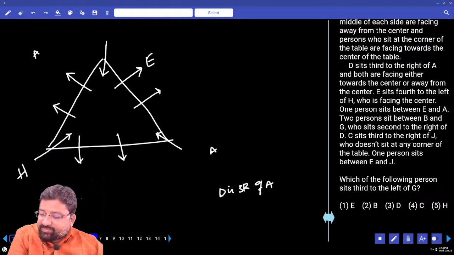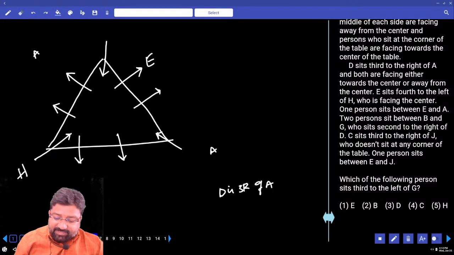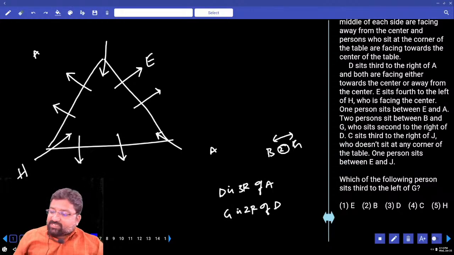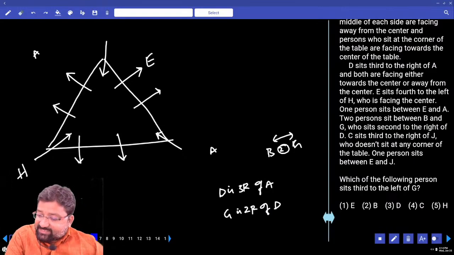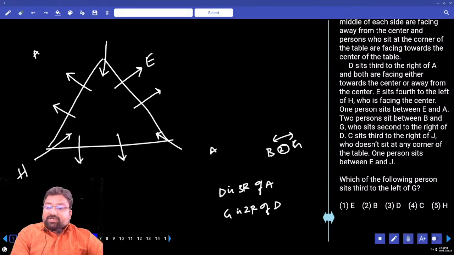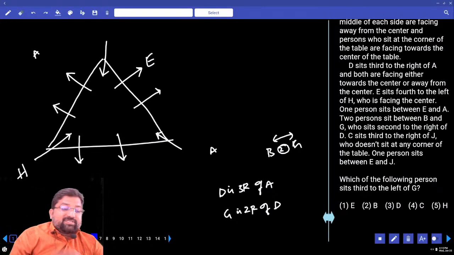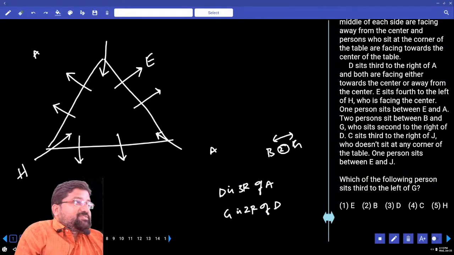Two persons sit between B and G. G sits second to the right of D. G is second right of D. How many persons between B and G? Two persons are sitting between B and G. G is second to the right of D. C is third right of J, J who does not sit at any corner of the table. And only one person is sitting between E and J. How many persons? One person.